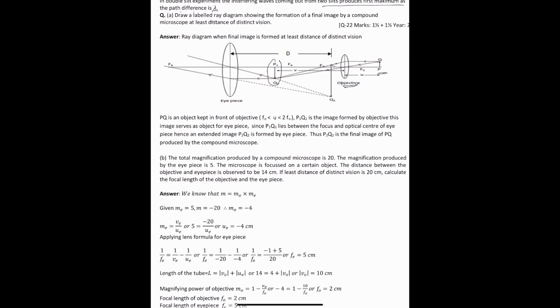Now this image formed by the objective serves as the object for this eyepiece. For this eyepiece, this is the object, correct? Finally, this eyepiece produces the image of P1 Q1 as P2 Q2. So your eye is here, correct? So the eye sees the final image P2 Q2 produced by refraction at the objective and eyepiece. So the final image is seen as P2 Q2 of this object PQ.